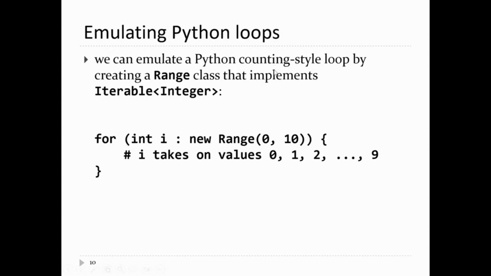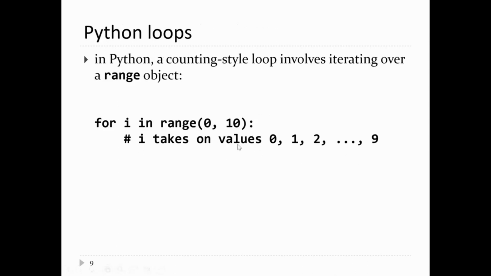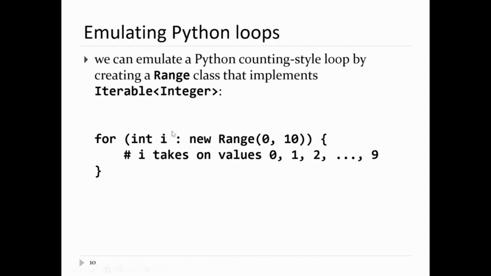So if you want to do the same thing in Java, you can, but you shouldn't. But you can. You just have to make a range class that corresponds to Python's range class. You have to use new because you need to make a range object, but otherwise it looks almost exactly the same. You just have to implement range. You make range implement the iterable interface, and then you define an iterator for your range class. So that's what we're going to do right now.